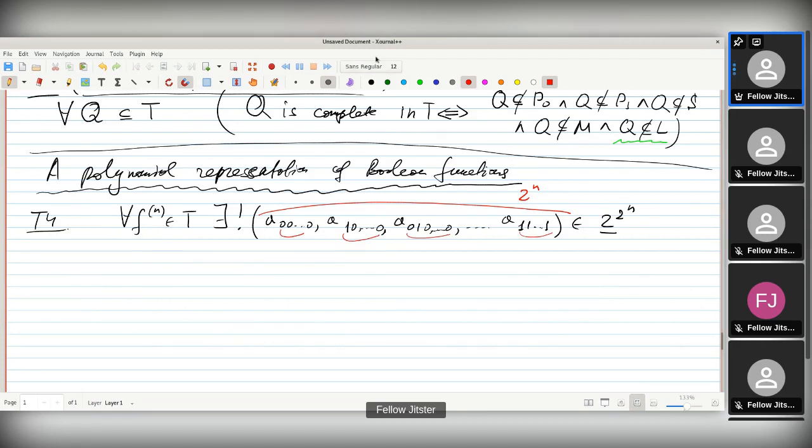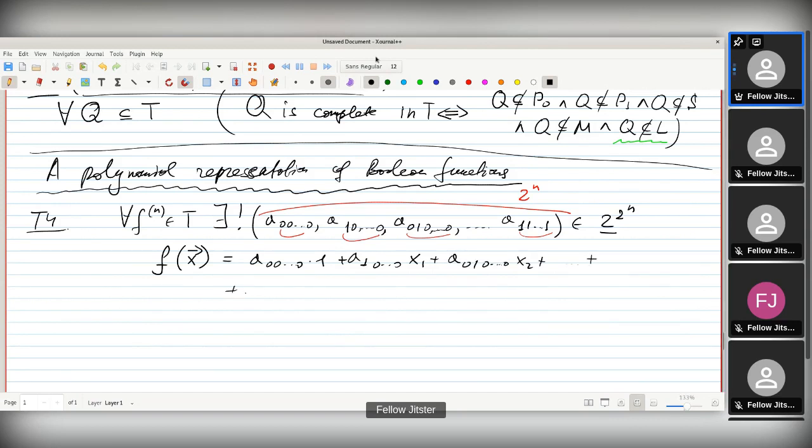So there exists such a unique tuple that f of x equals a000 multiplied by 1, a100 multiplied by x1, a010 x2, and so on.